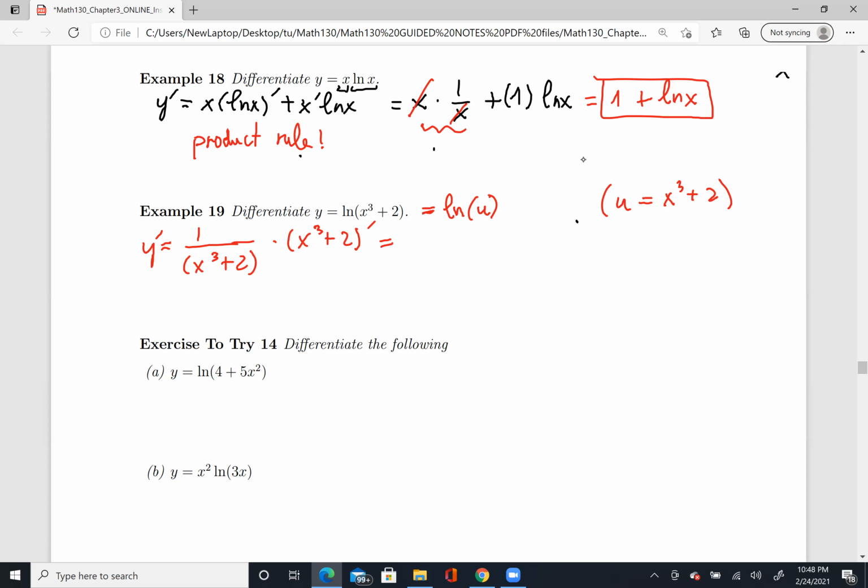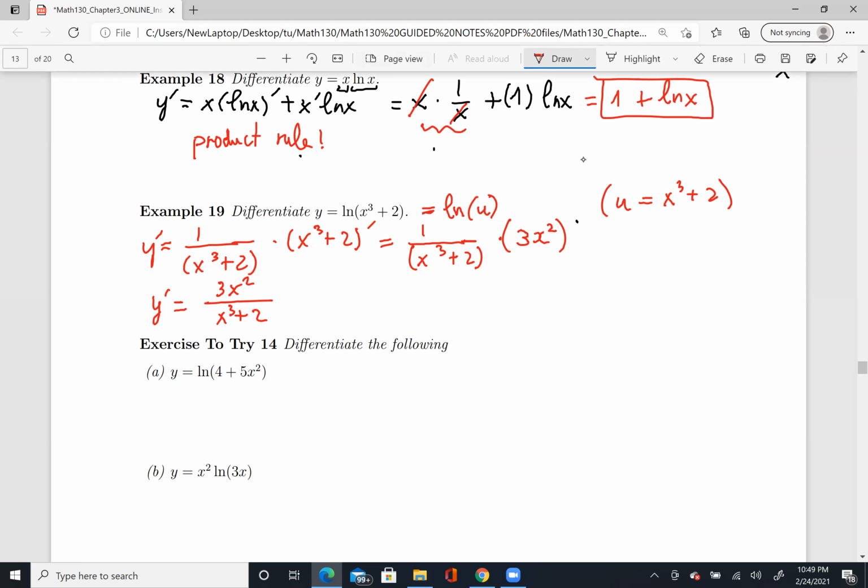So then you have 1 over x cubed plus 2 multiplied by 3 times x squared, don't forget the parentheses, and then plus the derivative of 2, which is going to be 0. Now if you want to simplify everything, you have y derivative will be equal to 3x squared over x cubed plus 2. That should be the answer for this one.